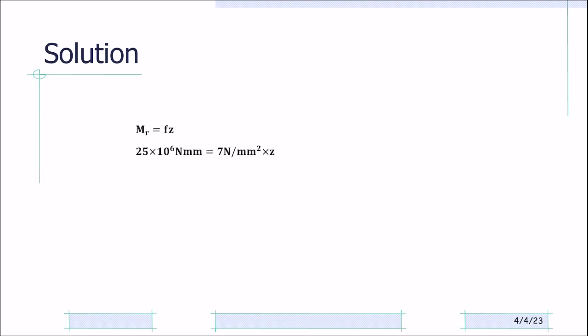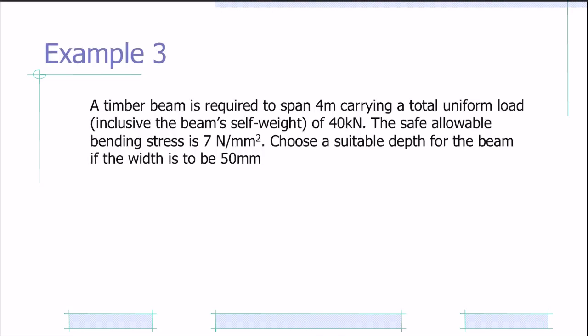Okay, first, keluarkan the formula which is MR equal to Fz, given the value of MR and given the value of F. And we can find the Z by dividing the MR with the F. This is the answer. Now, let's look at example 3.